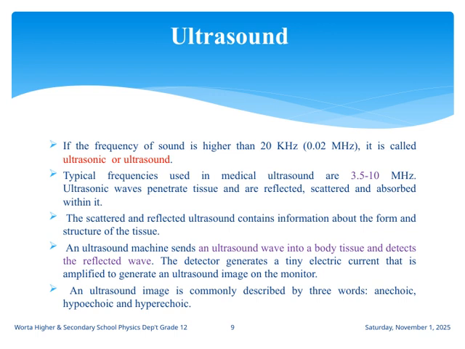Now, when we look at these images, they are often described with three terms: anechoic, hypoechoic, and hyperechoic. These describe how tissues appear based on how much sound they reflect or absorb. Anechoic areas are typically fluid-filled, appearing dark. Hypoechoic areas are less dense, appearing darker than surrounding tissue, and hyperechoic areas are denser or more reflective, appearing brighter.